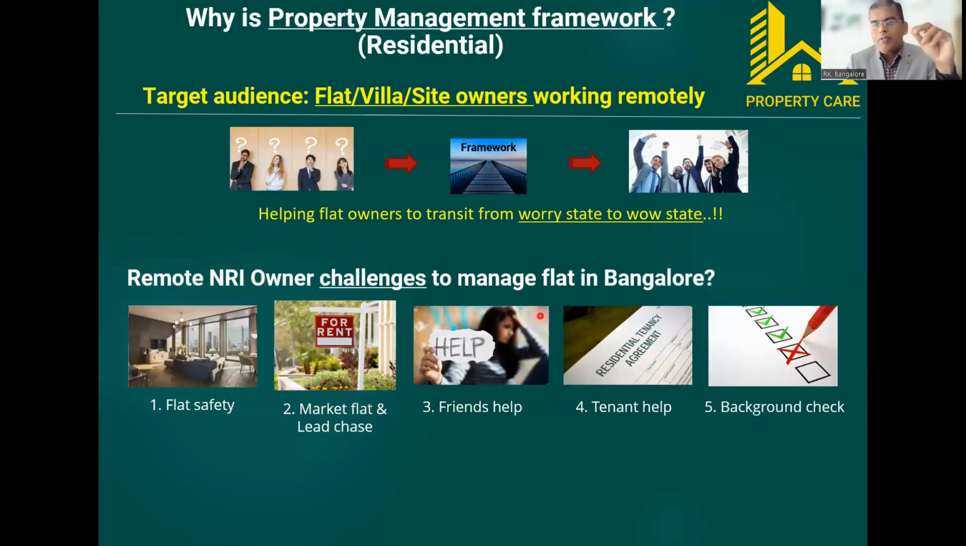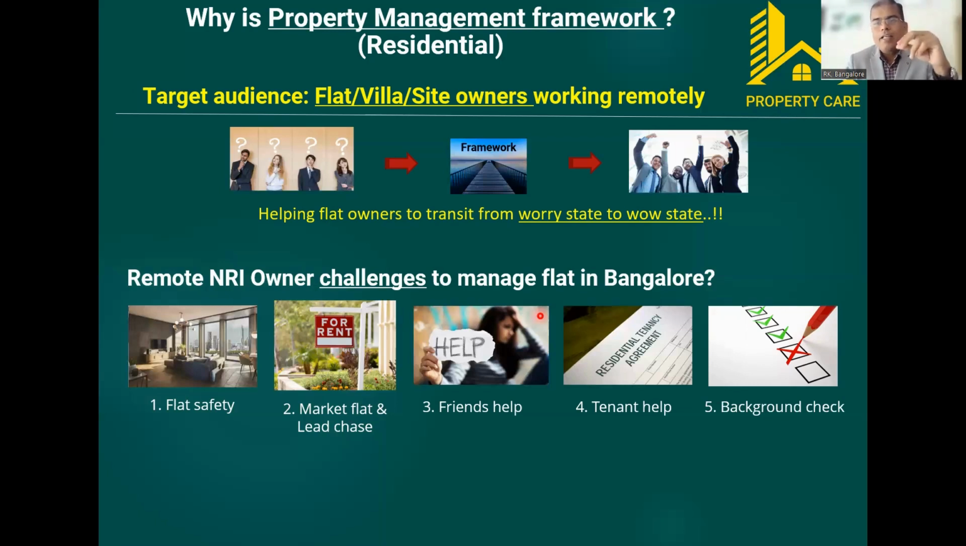The next one is the background check. See, the owner found a tenant here in Bangalore, and now they want a background check. So how can the owner do the background check sitting there?